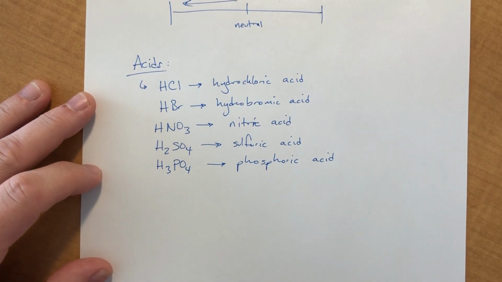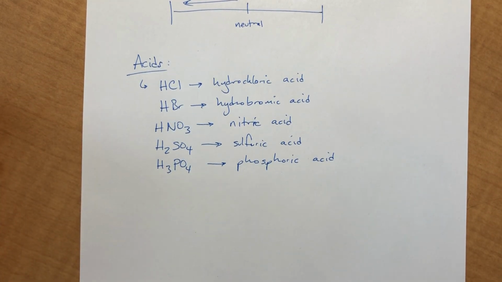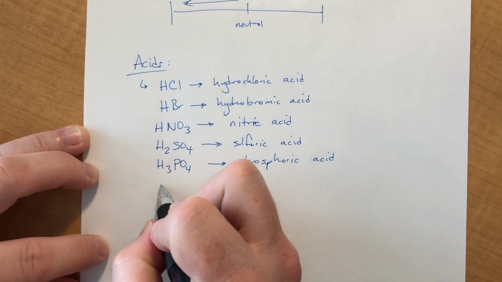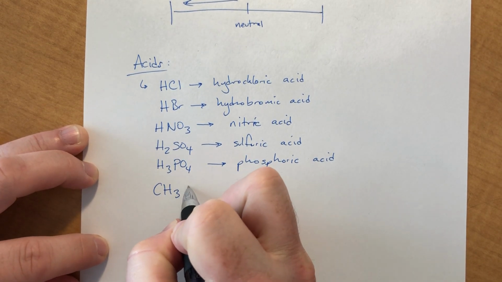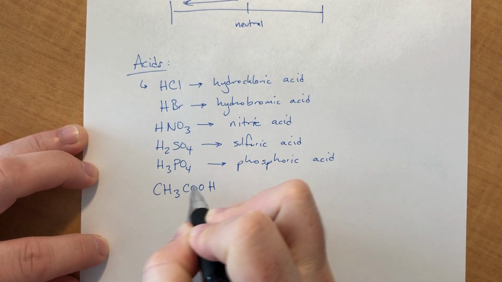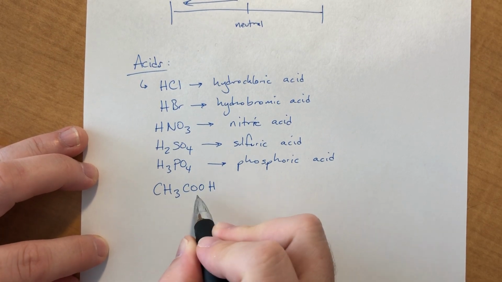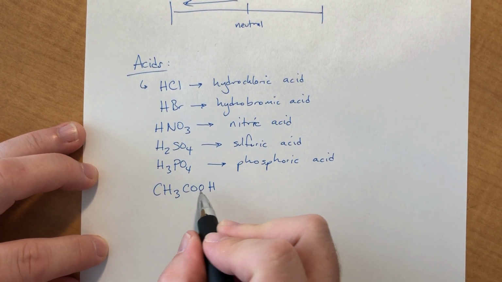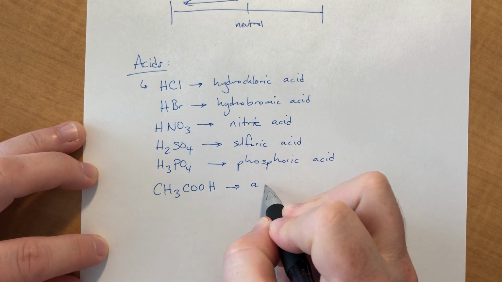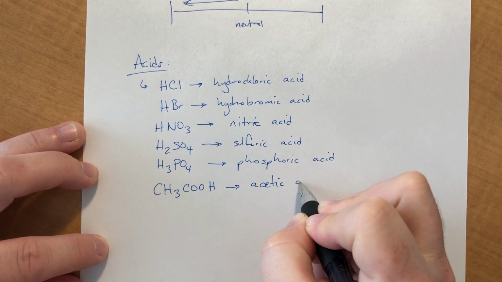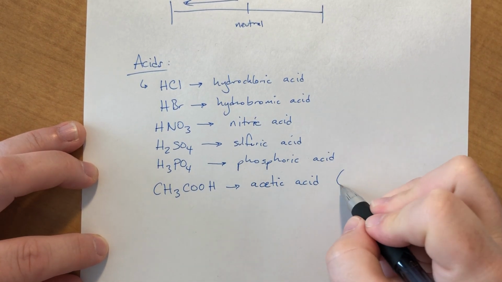Okay, and then the weird one, which is the weird one on our polyatomic list, it turns out for organic molecules, it doesn't actually write the H in the front. It tends to write it attached to this oxygen, so it writes it right here. This is acetic acid, also known as vinegar.